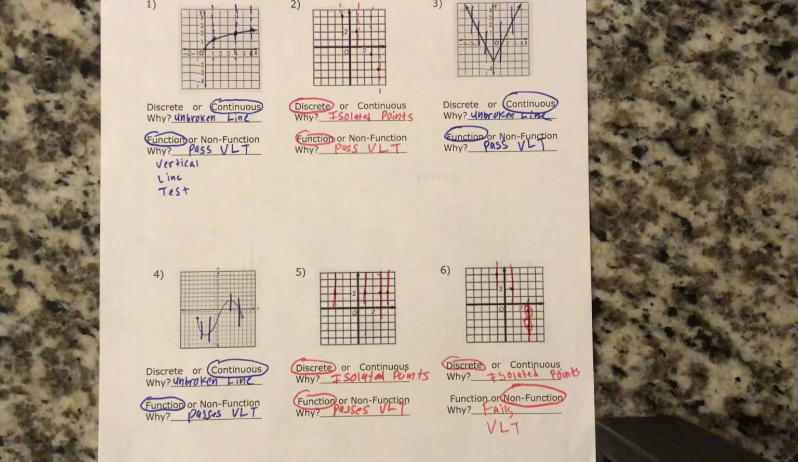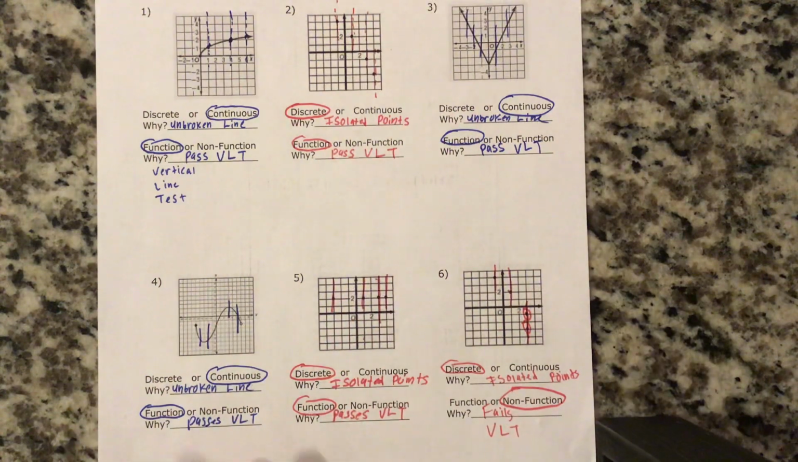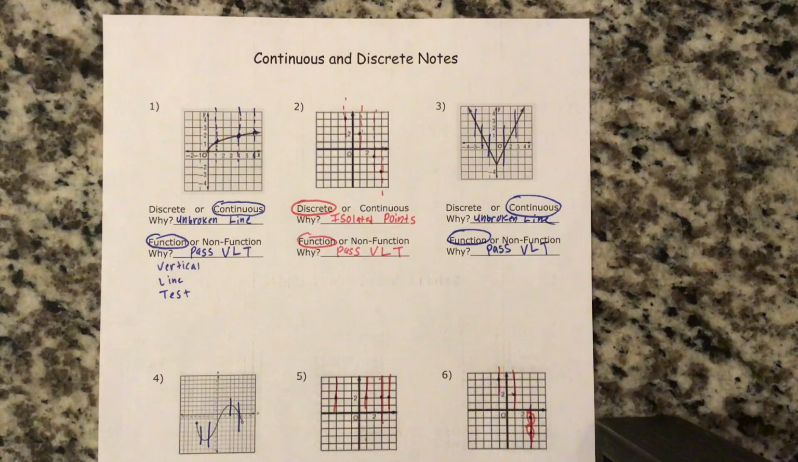So it fails VLT, okay? So not all of them are going to be functions, okay? So you kind of have to watch out. You have to be sure to check them all. Even though most of them were functions, you still have to check, because you never know when one's going to be there, okay? So that is all for graphs.